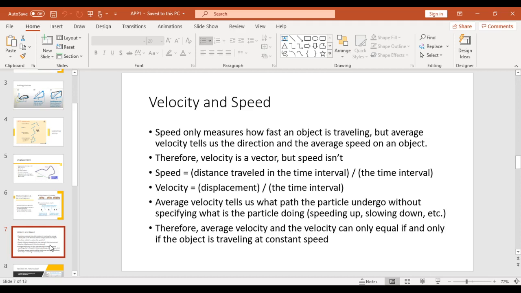So speed measures only how fast an object is traveling. But the average velocity tells us the direction and the average speed of an object. So I want to make this very clear. Speed only shows you how fast an object is going, right? Some people have that misconception that velocity and speed are interchangeable, that they're the same thing. No, it is not. Velocity consists of speed and direction, and speed is just a measurement.